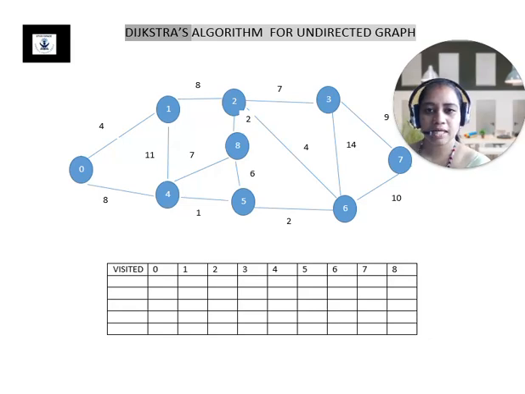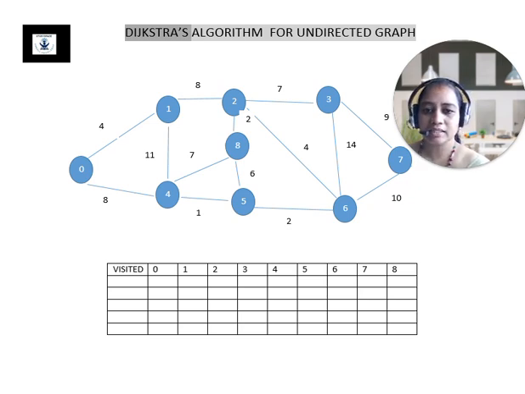Hello everyone, welcome back. Today we are going to discuss Dijkstra's algorithm for an undirected graph. In the previous video we discussed how to find the shortest path using a directed graph, and now we are going to discuss how to find the shortest path when the graph is undirected.